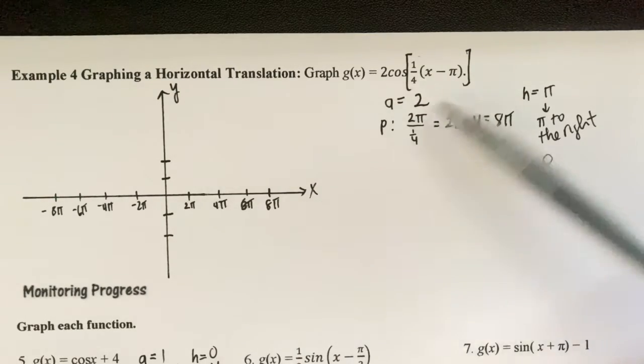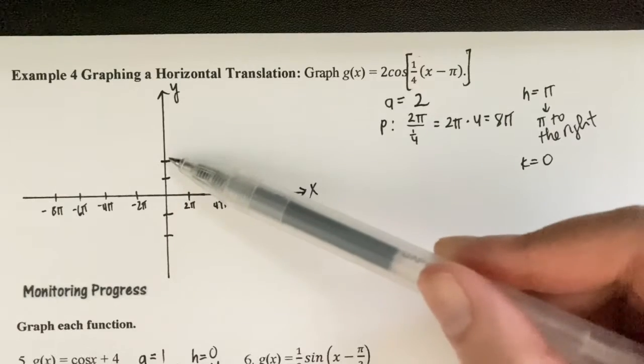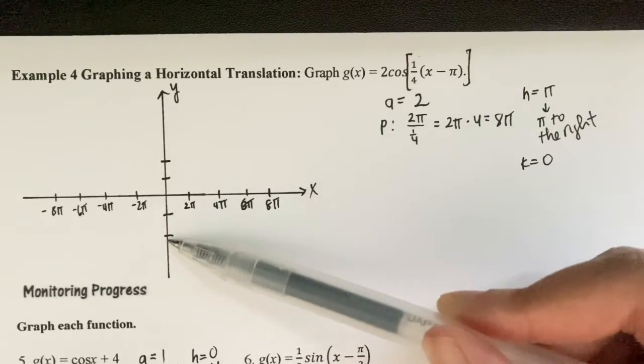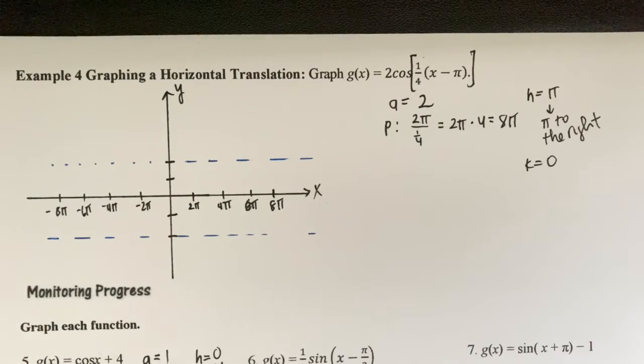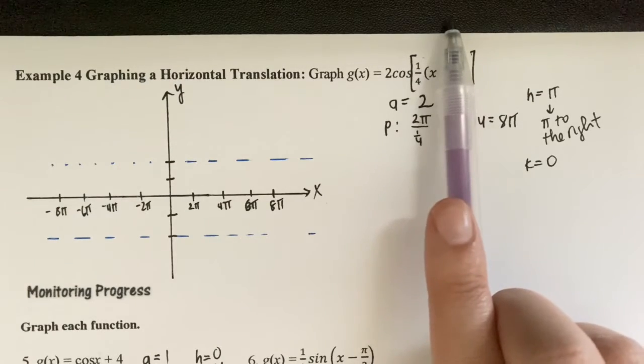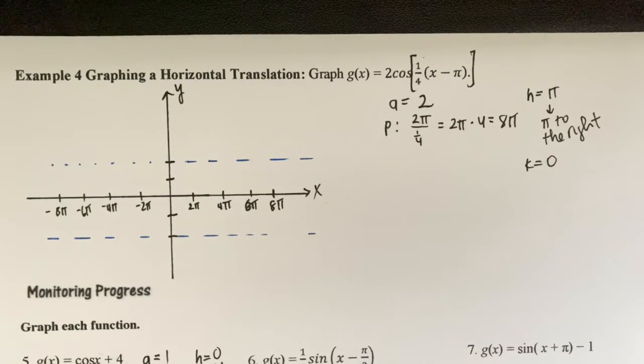Since the amplitude is 2, we are going to have a maximum at 2 and a minimum at negative 2. Now what I'm going to do next, I'm just going to graph it using transformation. So I'm actually going to start off by graphing the function without the horizontal translation, and then we're going to shift it pi units to the right after.